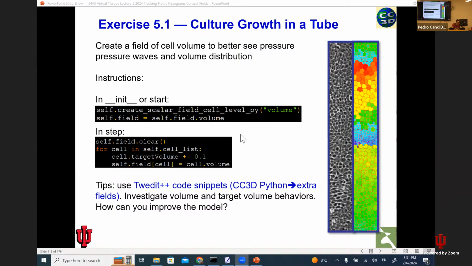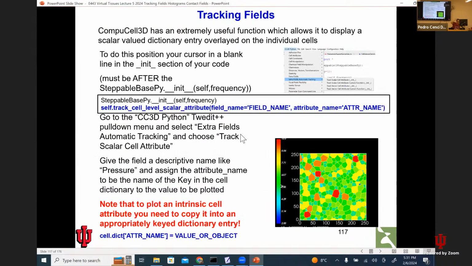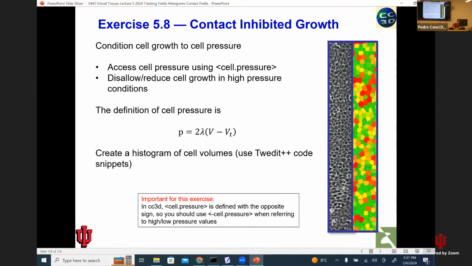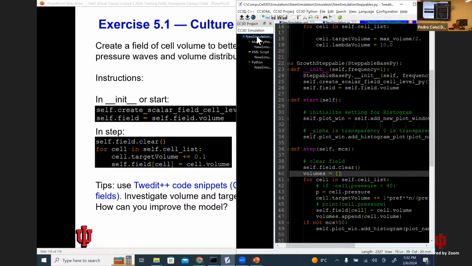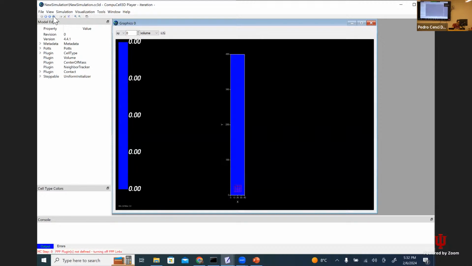In the original James slide, there's more information about tracking fields. Or also what you can do, let me run my simulation and show you something. My simulation is full of spoilers.